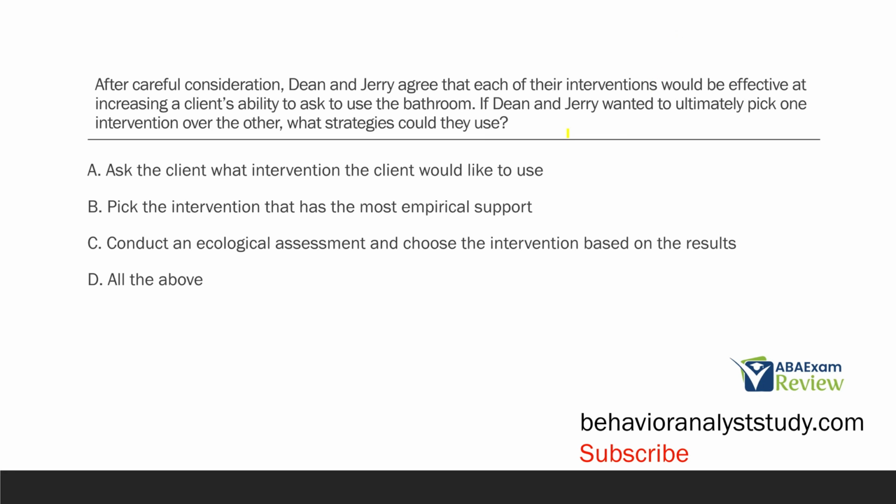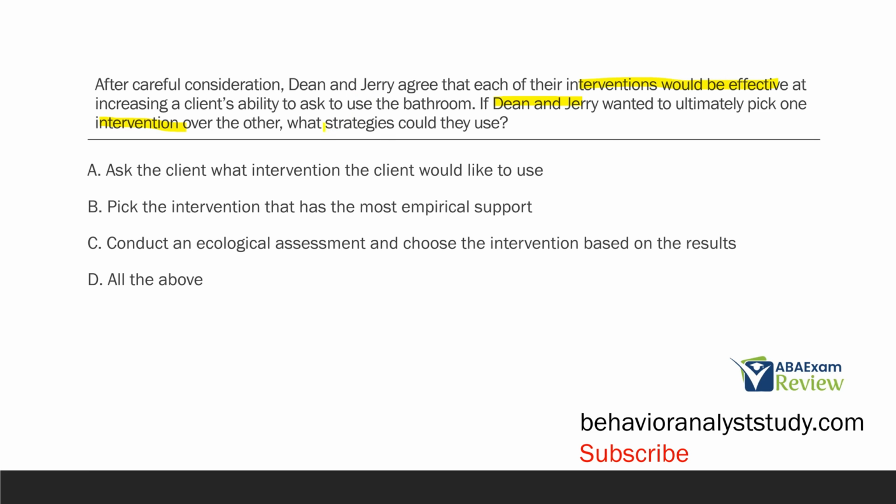We're looking at Dean and Jerry trying to decide between different interventions. Now, of course, when we're looking at interventions, we want to first start with, well, what's going to be effective, right? We want effective interventions. And so Dean and Jerry agree that their interventions would all be effective. So we've narrowed it down to, well, they're all effective. So if we're in that situation, it's a good thing, right? We have multiple options. So what do we do next?